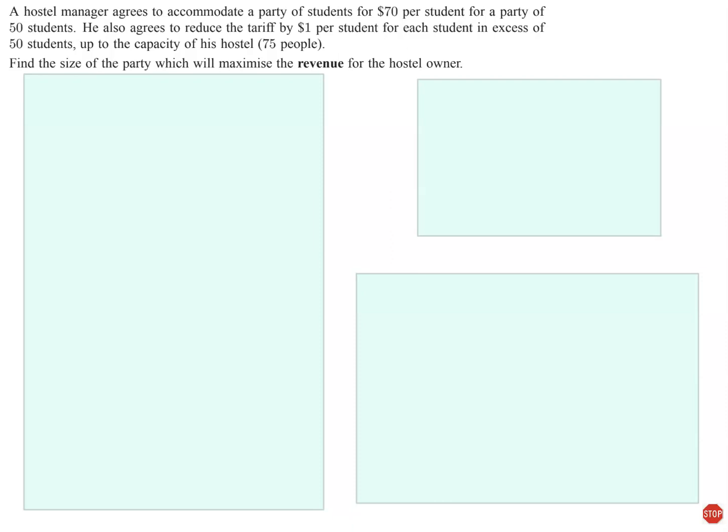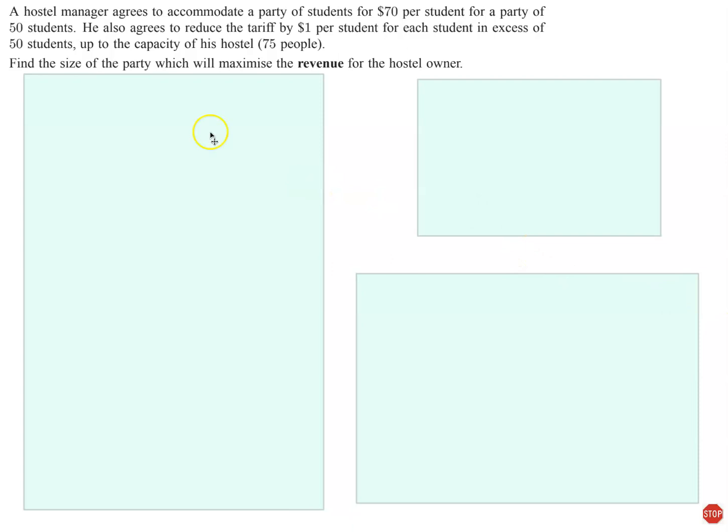A hostel manager agrees to accommodate a party of students for $70 per student for a party of 50 students. He also agrees to reduce the tariff by $1 per student for each student in excess of 50 students up to the capacity of his hostel, which is 75 people. So what is the size of the party which will maximize the revenue for the hostel owner?